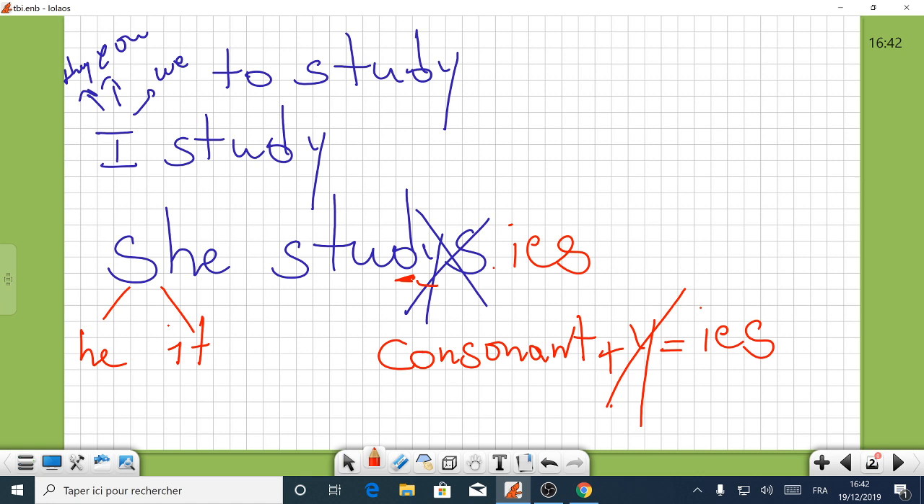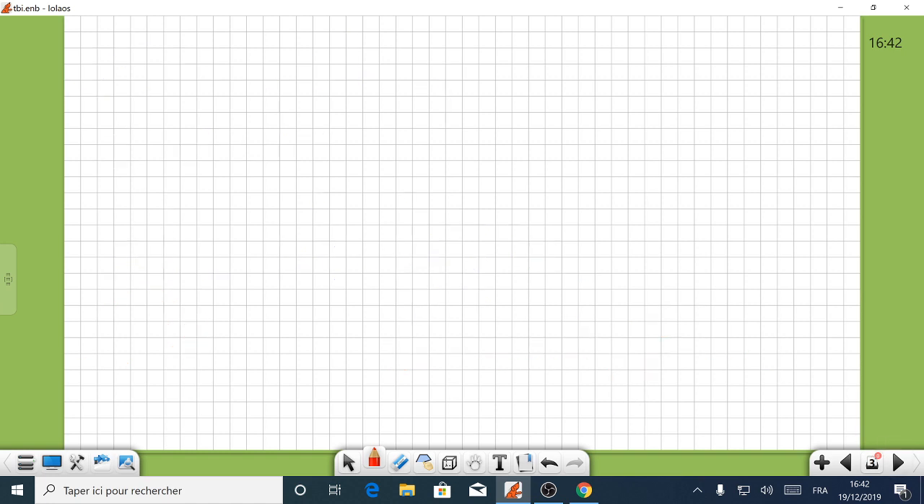So normally what do we have? We have subject plus verb plus s with he and she and it. Or sometimes we have subject plus verb plus ies when we have consonant plus y. But we have another exception. We will see how to do it here.